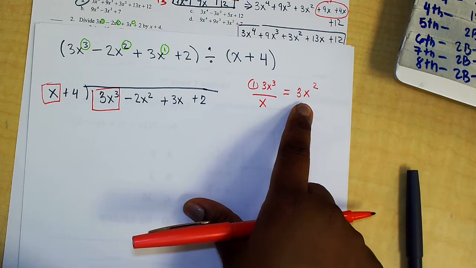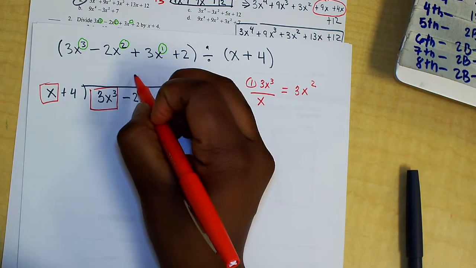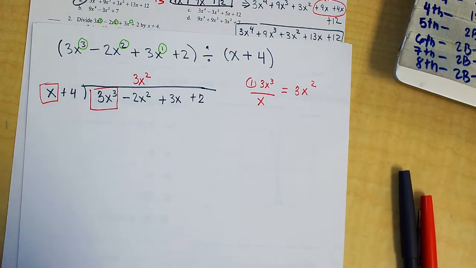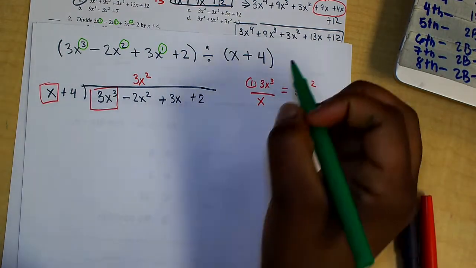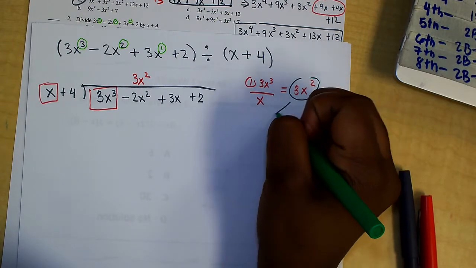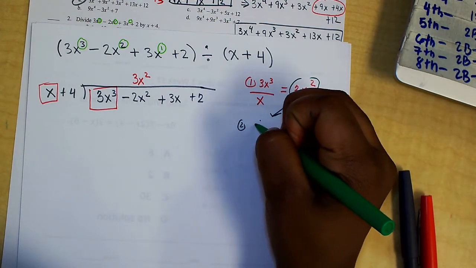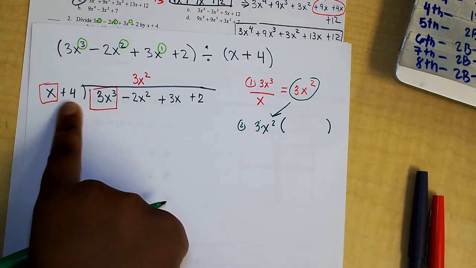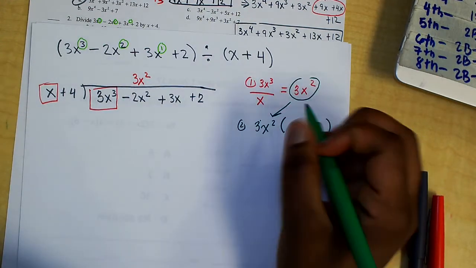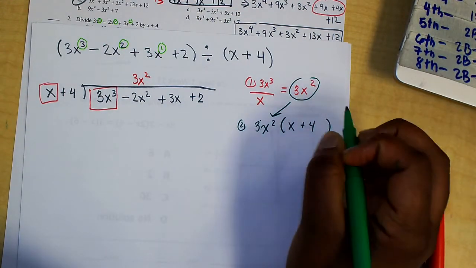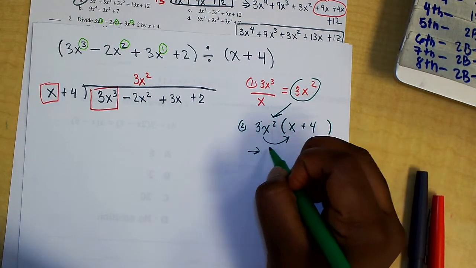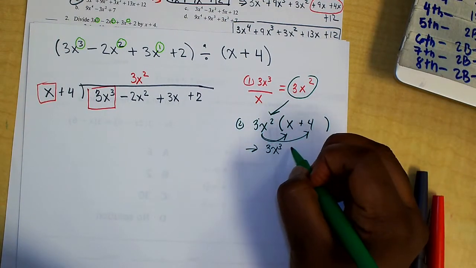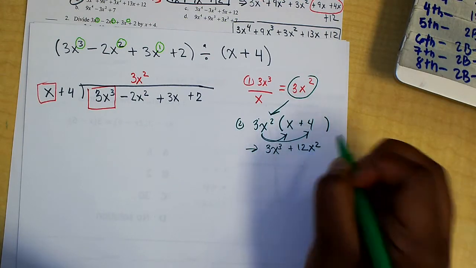I'm going to take that 3x to the power of 2 and put it across the top. Now I'm going to multiply. Step 2 is to multiply. We are going to be multiplying 3x squared times what we're dividing by, which is x plus 4. So I'm going to distribute and get 3x cubed. And this is going to give me plus 12x squared.